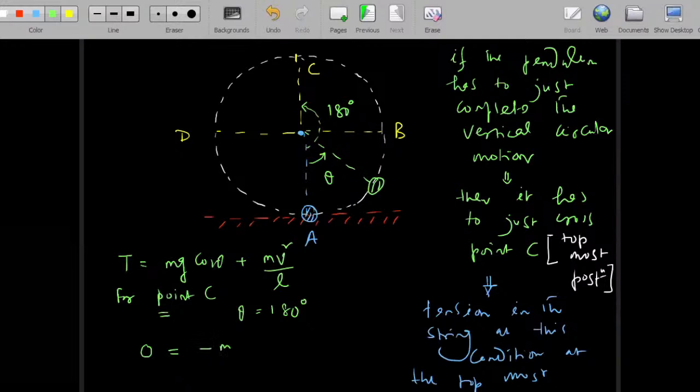So cos 180 is minus 1. So minus mg plus m v top square by L. Why top? Sorry, because C is the top position. So from there, V top is equal to what we are getting? Root under gL. Okay or not? Is it clear?